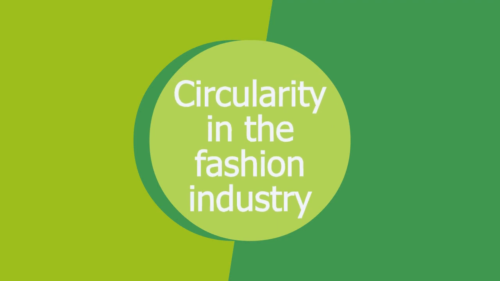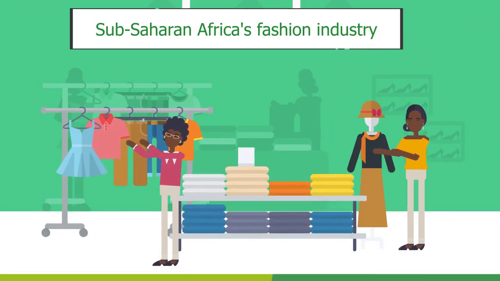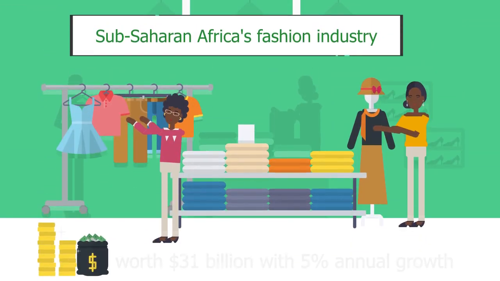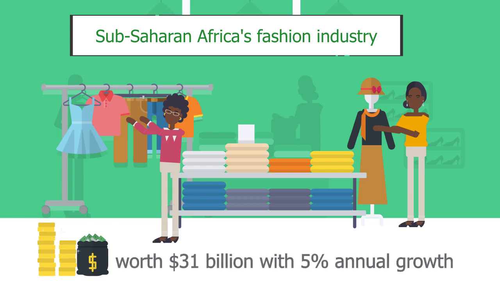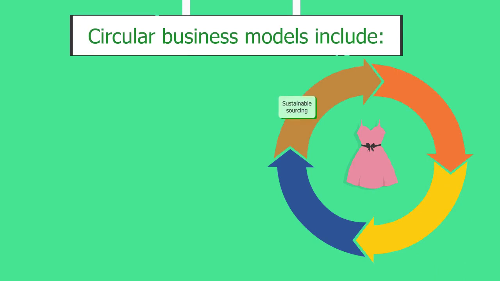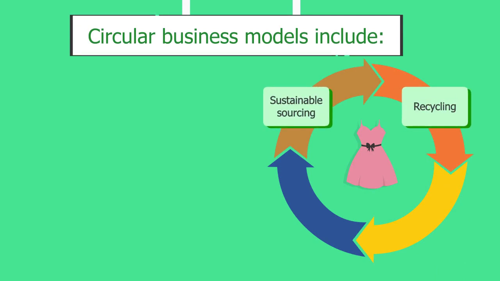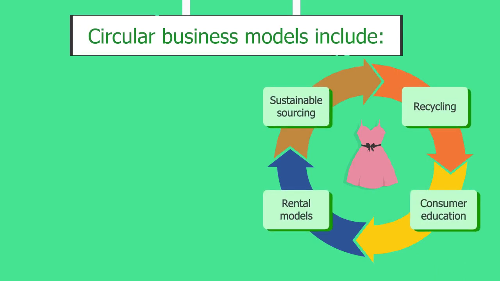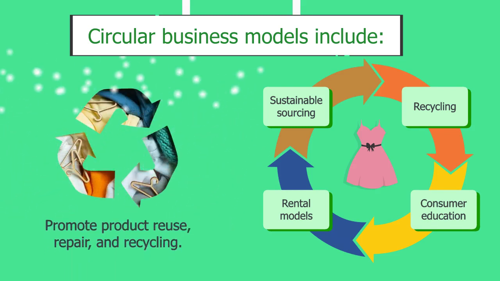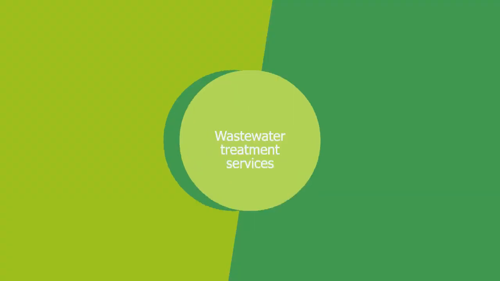Circularity in the fashion industry. Sub-Saharan Africa's fashion industry is worth $31 billion with 5% annual growth. Circular business models include sustainable sourcing, recycling, rental models, and consumer education. These models promote product reuse, repair, and recycling.